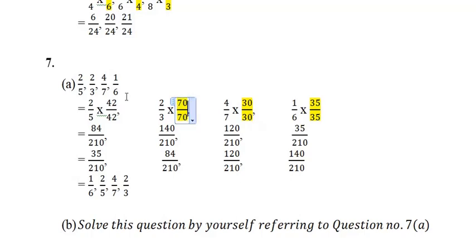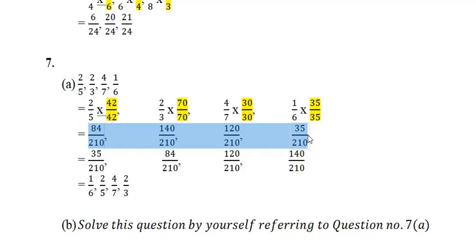So it's like this. Now you get the new values out here. Okay, so 42 times 2, it will be 84. 70 into 2, 140. 4 into 30 is 120. 35, 1 is 35. Okay, now since the denominators are same, you just have to refer to the numerator and now arrange the numerators as per the ascending order, since you have to arrange in the ascending order.